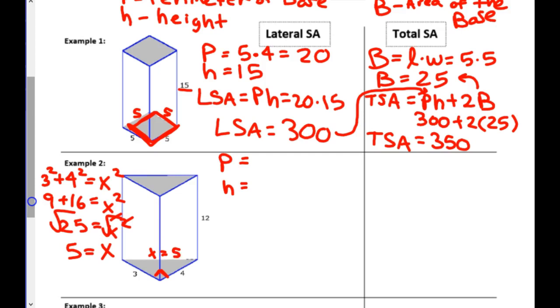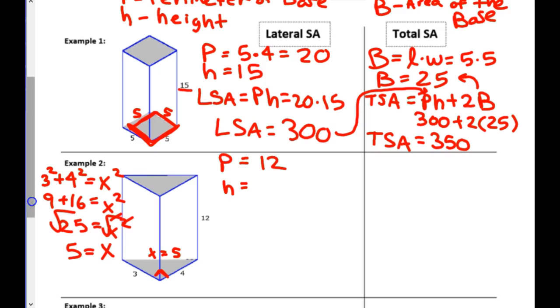So now I can figure out the perimeter. Okay, so do you see how if you have a missing side of a right triangle, you still need to remember Pythagorean theorem. So let's add up these three sides. 3 plus 4 plus 5. What's that perimeter going to be? 12. Thank you. So the perimeter, big P, perimeter of the base is 12.